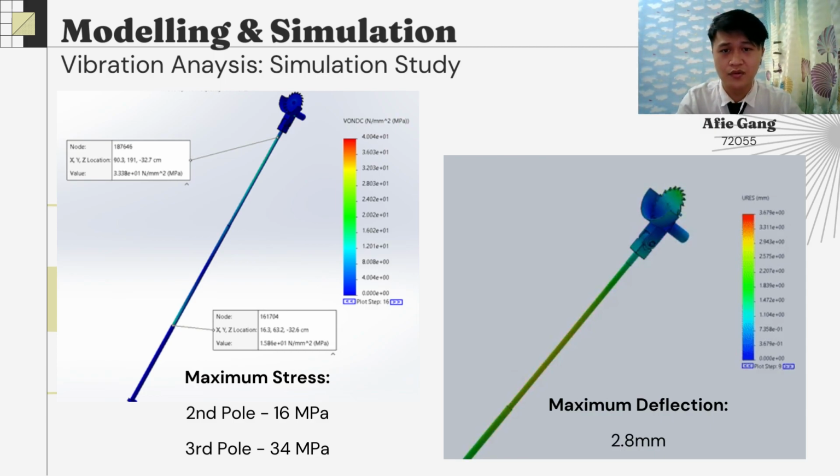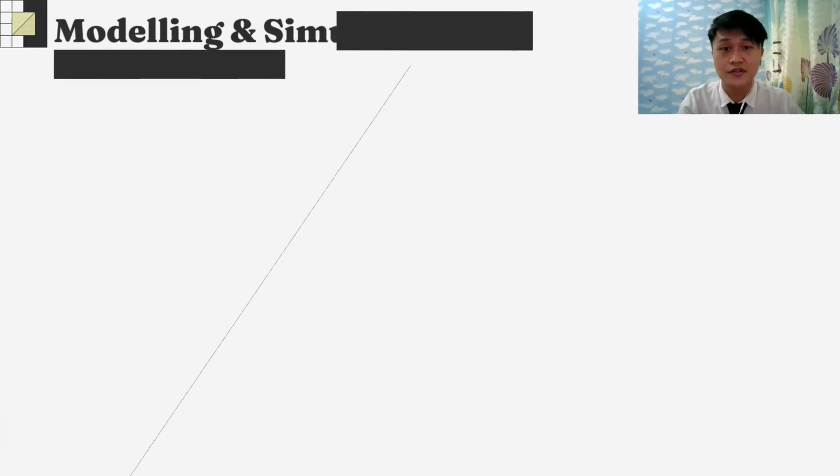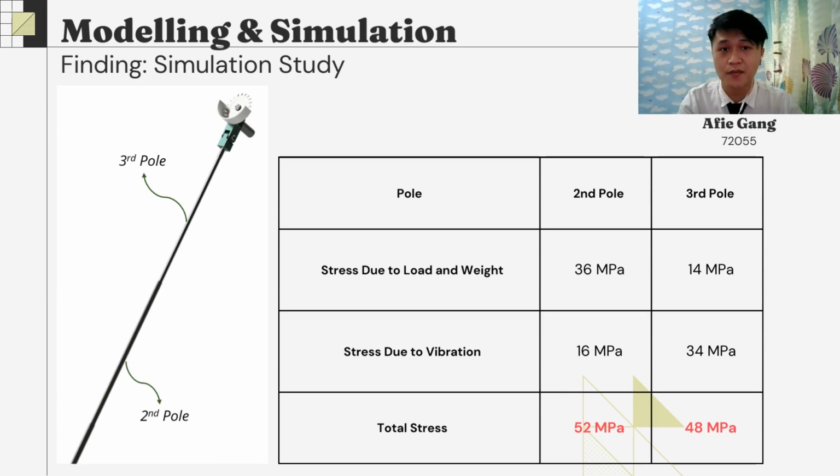The stress experienced by the pole is the highest when the source of the vibration operates at 17 Hz. The second pole and third pole experience an additional stress of 16 MPa and 34 MPa respectively, while the third pole will deflect as much as 2.8 mm. Based on the table, the maximum total stress experienced by the palm cutter under load and vibrating conditions happens at the second pole, which is 52 MPa. From the simulation, it is safe to conclude that the palm cutter does not fail since it does not exceed the maximum allowable stress, which is 100 MPa.